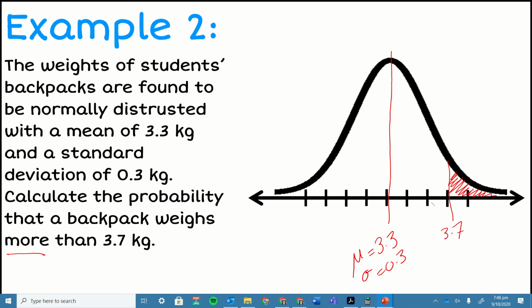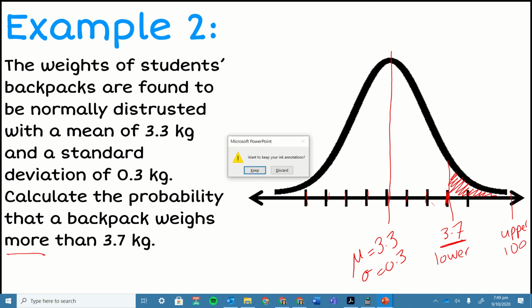Now in terms of my lower and upper values, think about our x values, these weights of these backpacks. As I'm coming along, the first value I come to that I've started shading in is this value of 3.7. So that will be my lower value. Then I need to choose some upper value. Now I don't know exactly what the number is because it just says more than 3.7. So I just want to choose a really, really big number so I know that I'll have everything included. So given the scenario, I'm just going to put an upper of 100, some big number compared to the data. So that's what we want to do.